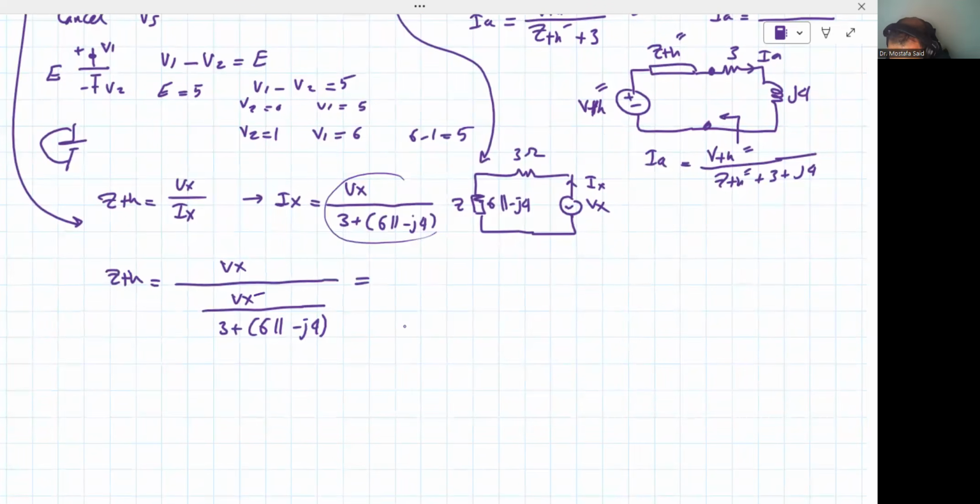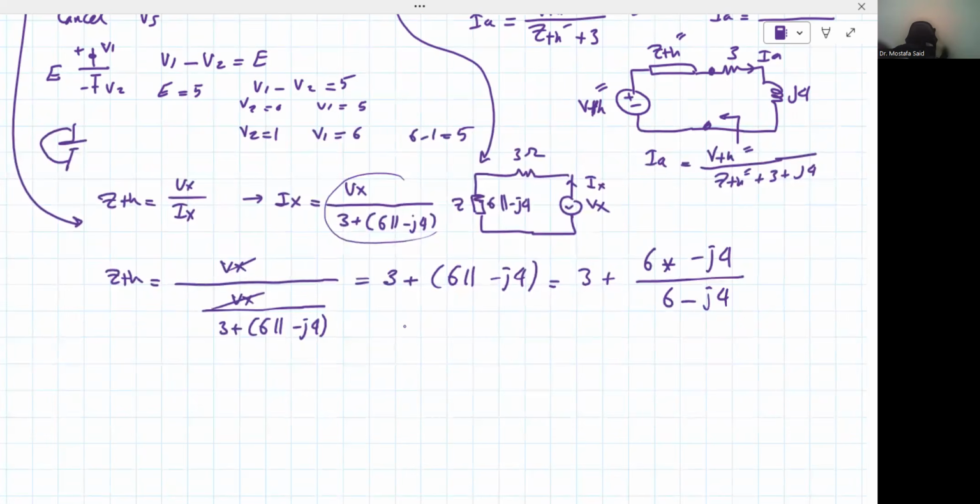This guy will go with this guy, of course, and the denominator of the denominator will become a numerator. So that will be equal to 3 plus 6 parallel with minus j4. We are not done yet. So it's 3 plus. Just apply, like if you have two resistances in parallel, R1 and R2, so the equivalent resistance will be R1 R2 divided by R1 plus R2. So 6 multiplied by minus j4 divided by 6 plus minus j4, which is 6 minus j4.